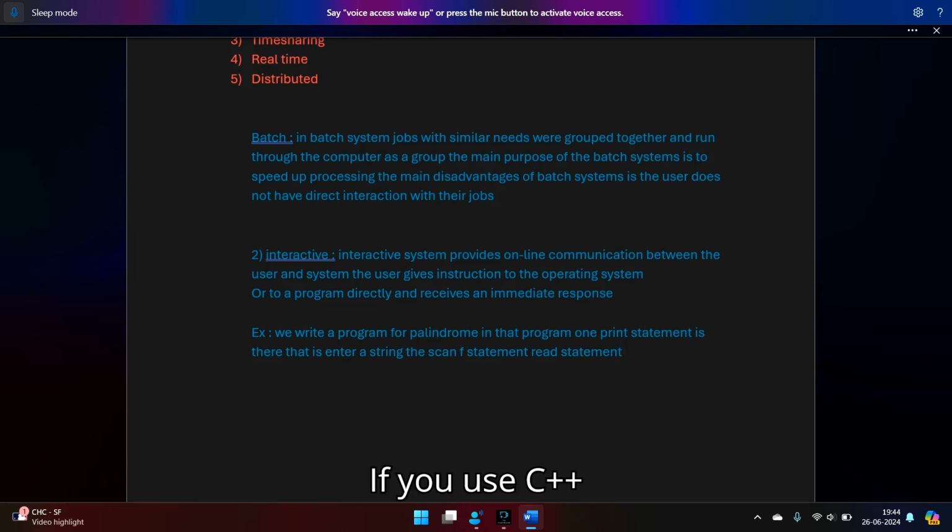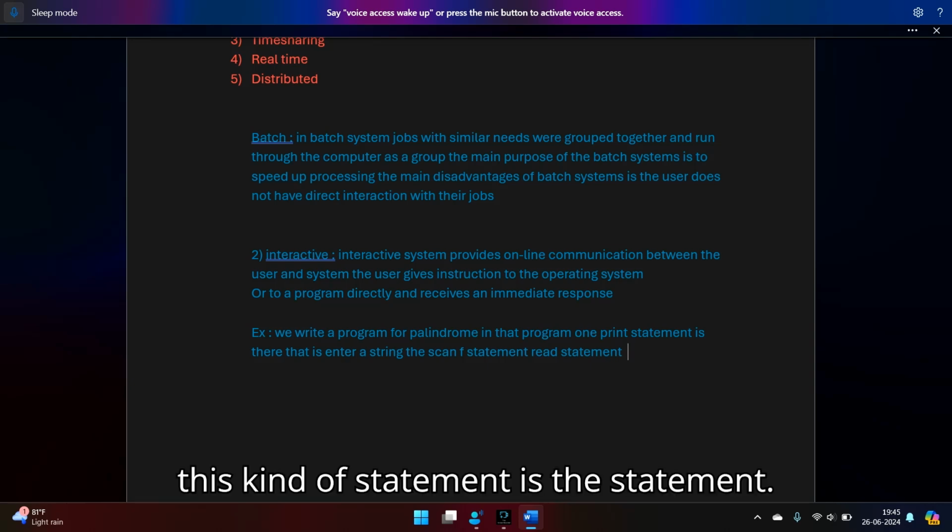If you use C++, the output statement is cout and the input statement is cin.